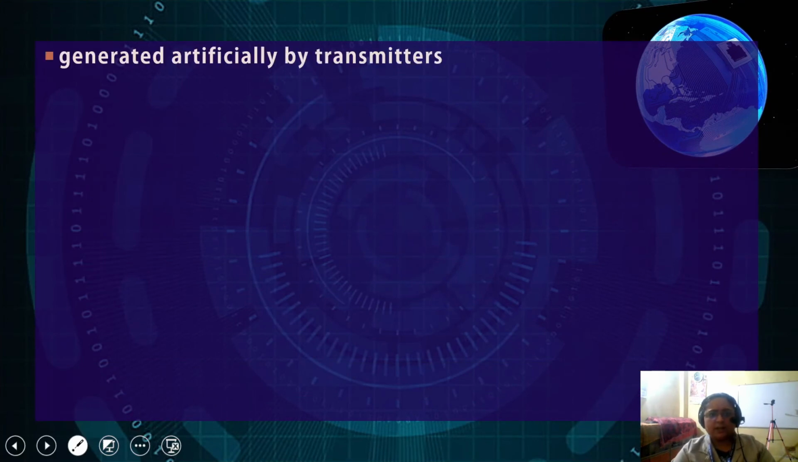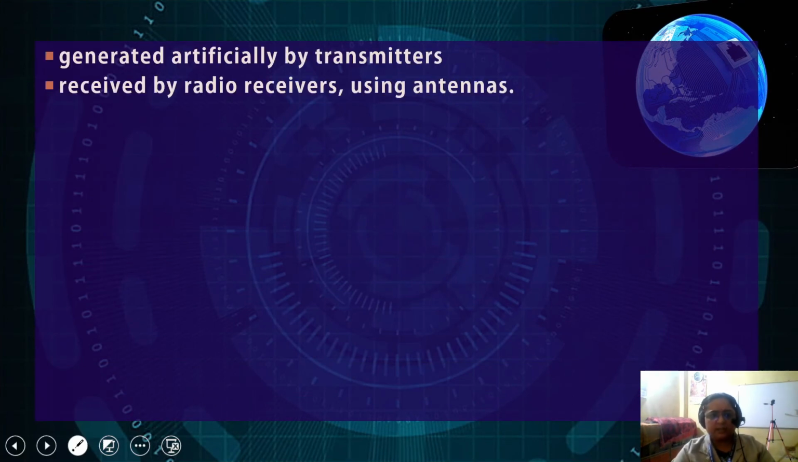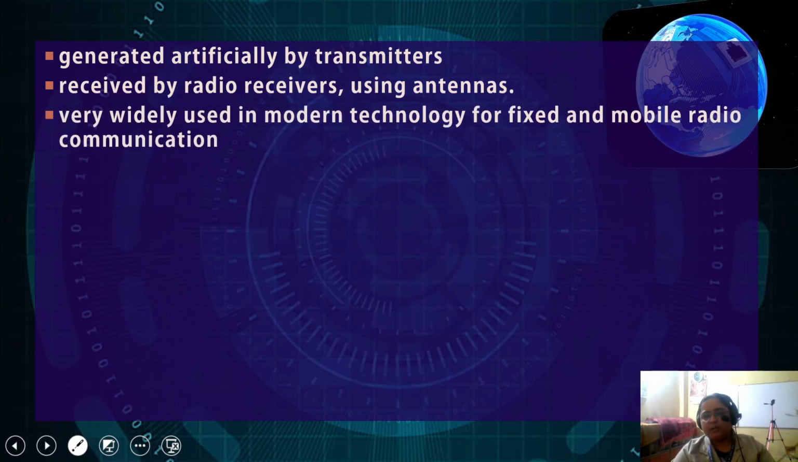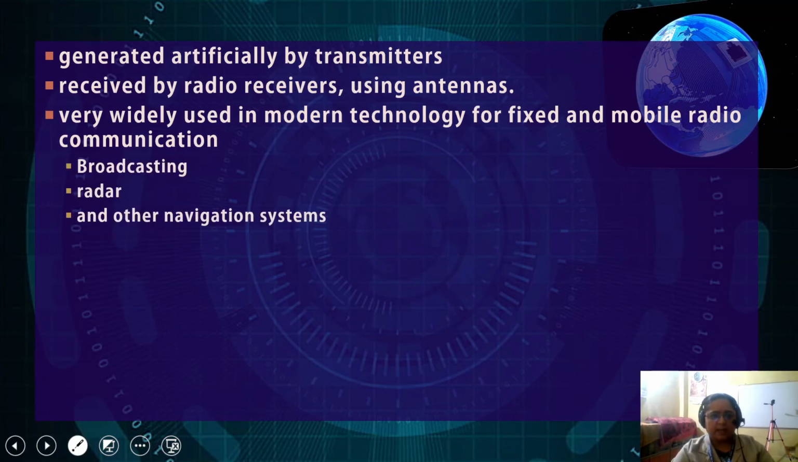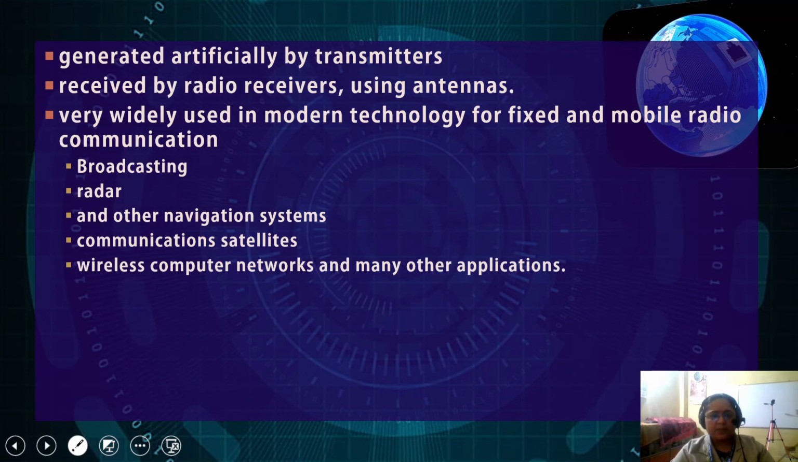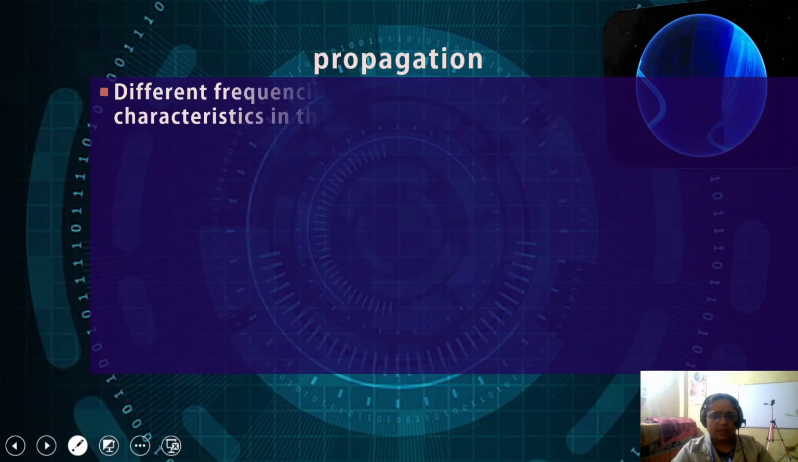Radio waves are generated artificially by transmitters and received by radio receivers using antennas. They are very widely used in modern technology for fixed and mobile radio communication, broadcasting, radar and other navigation systems. They are heavily used, even in communication satellites, wireless computer networks and many other applications.